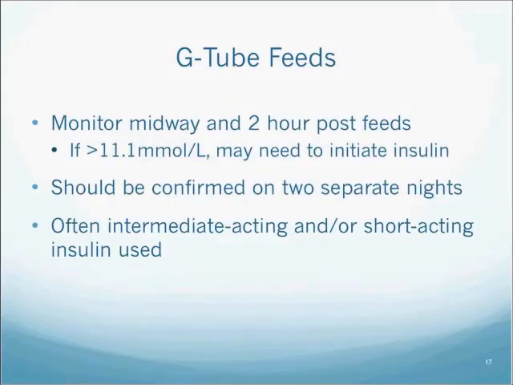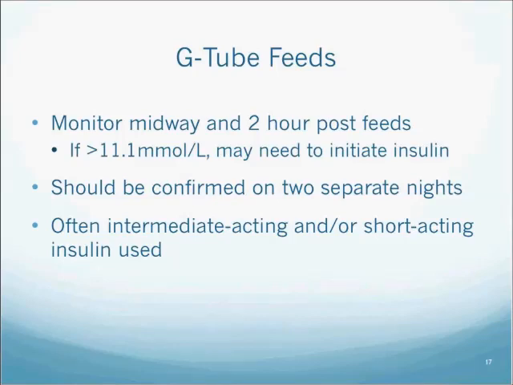And G-tube feeds, I sort of alluded a little bit to how we manage them with our NPH insulin. The way we decide whether or not they do need insulin with their feeds is to monitor halfway through their feeds and 2 hours post their feed. If we're finding that they're above target, then that's when we determine if they need to initiate insulin. Generally, we start with the NPH and hope that that covers the peak of the G-tube feeds. But at times it may be too slow to get into their system, and we need to add a slightly faster insulin at the same time.